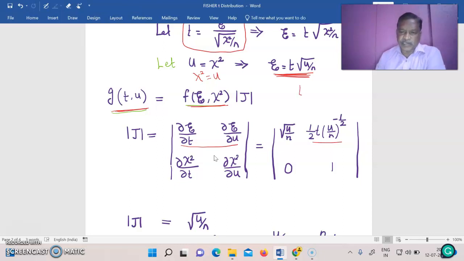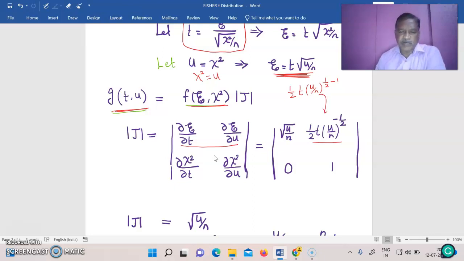Since t is a constant, u divided by n to the power 1 by 2. So 1 by 2 comes into the multiplication, and the power becomes 1 by 2 minus 1. So it will be 1 by 2 into t, (u by n) power minus half.